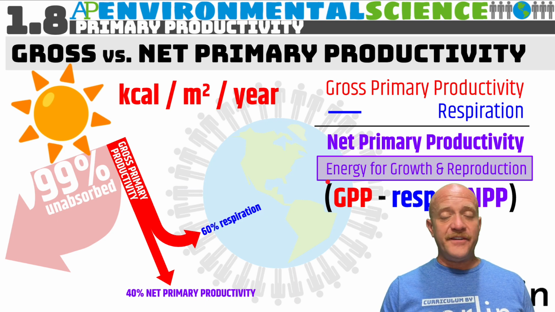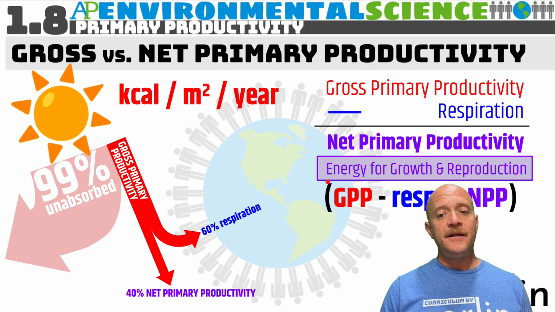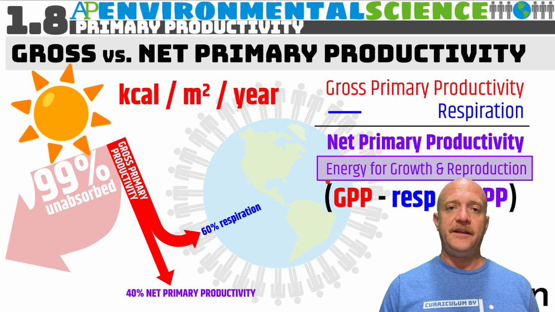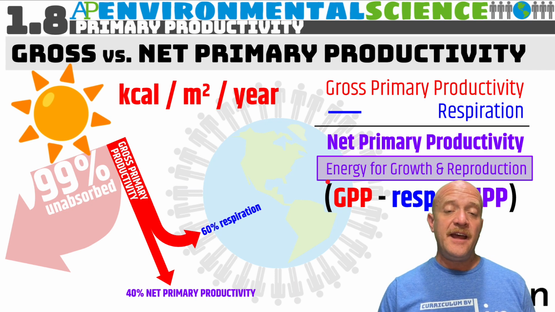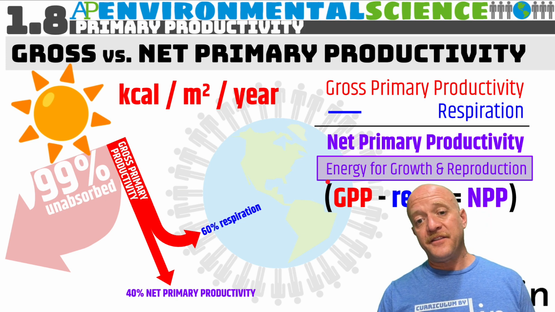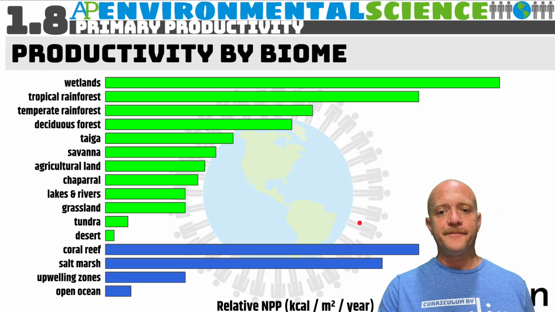Now, the formula is very simple. It's gross primary productivity minus respiration equals net primary productivity. So you can do a simple algebraic substitution if you're ever given, for example, the respiration and the net, and you'd have to calculate the gross. You would just insert an X, whichever one is missing.